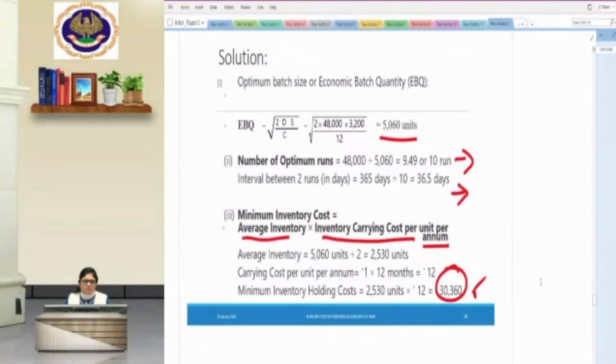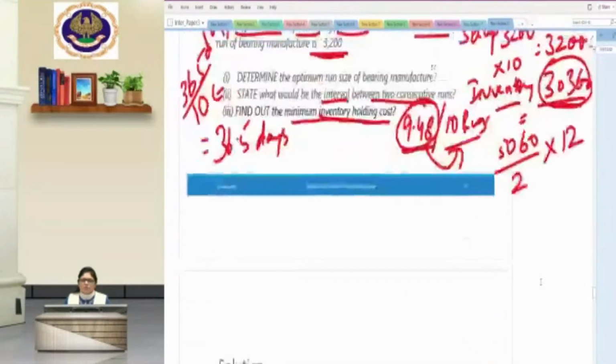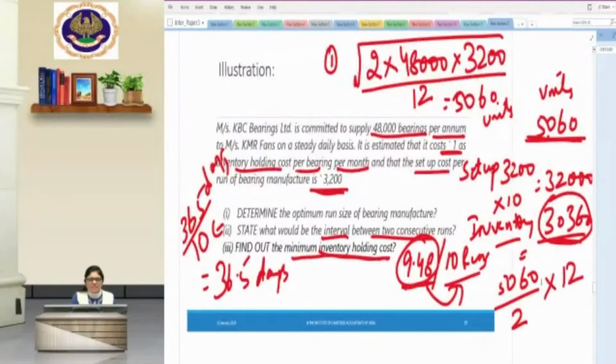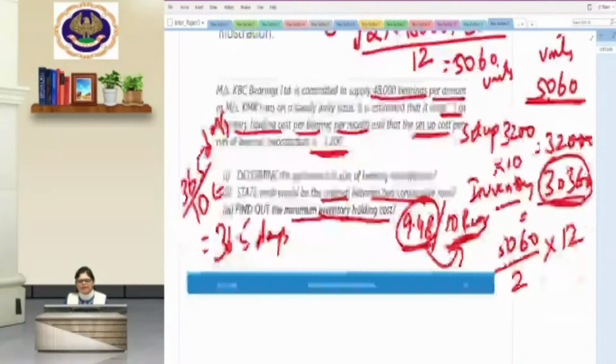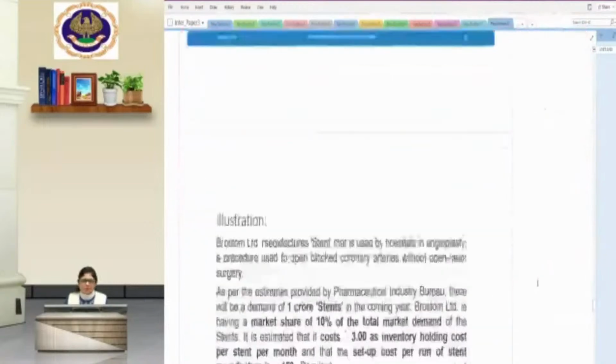Setup cost, Aslam, there is no setup cost formula as such. It's just that the setup cost per batch is 3,200. How many batches you require? You require 10 batches. So 3,200 into 10. There is no formula actually, it's just the concept. So setup cost is for one setup. You need 10 setups to produce the whole demand. So you just calculate 3,200 into 10. Clear? Let's move on to the next question.